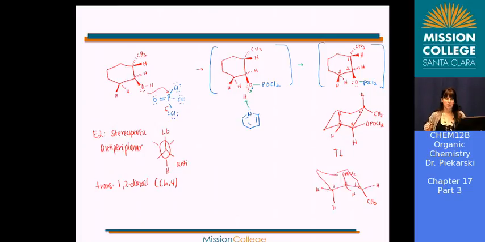Now, the mistake students will make here is they'll say, okay, well, I want to make the more substituted double bond, because it's more stable. You can't do that with E2 anti-periplanar because this is trans 1,2 diaxial with respect to our leaving group. So we can't pull off that particular group there.